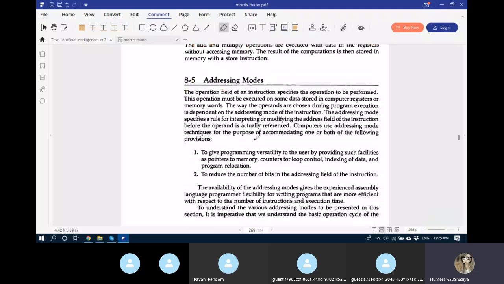We studied about single register organization, general register organization, and then stack organization. Single register organization is nothing but single accumulator. And general register means R1, R2, up to R7. And stack organization means you are using push and pop in stack. And then you have three address instruction, two address instruction, zero address instruction and RISC instruction.